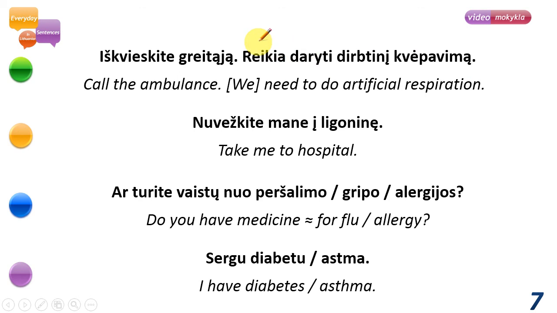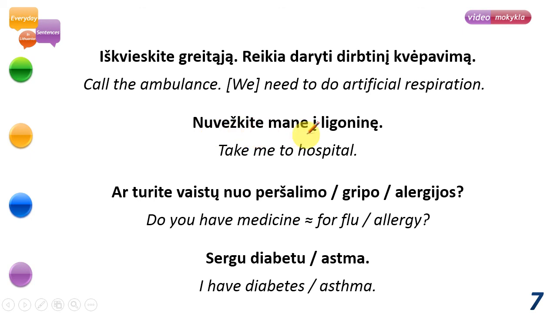Remember that reikia is a non-personal verb. It does not have aš reikiu, tu reikia. There are no such forms. It's only used in the third person. Reikia. It is needed, literally. But we can translate it as we need. So we need to do daryti dirbtinį kvėpavimą, artificial respiration. Reikia daryti dirbtinį kvėpavimą.